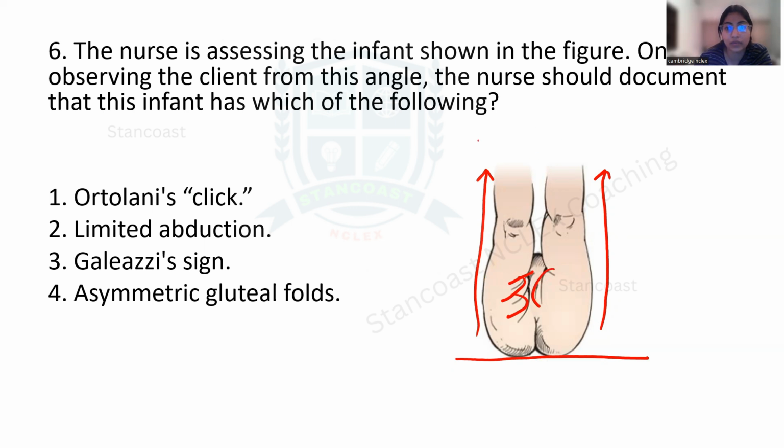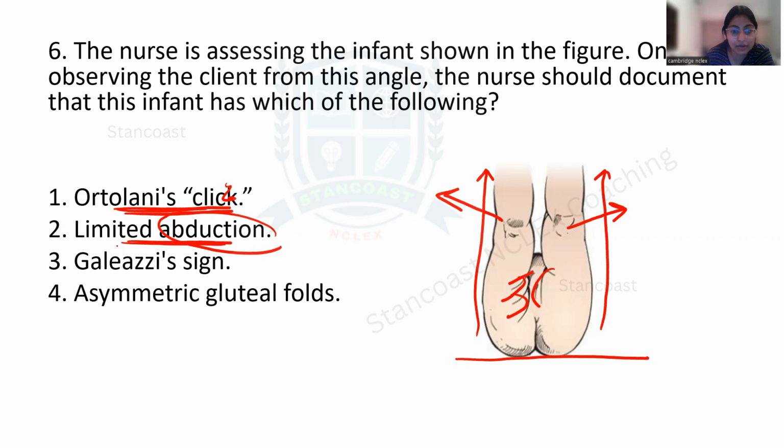So what are we going to document in this infant? First is Ortolani click. Now we know that an Ortolani click will be heard when the knees and hip are flexed and abducted. So this is not the Ortolani click. Limited abduction: we can say that abduction is limited and not proper when we abduct the legs. But here there is no abduction of the legs. Abduction means that we make the legs move far from the center of the body. But there is nothing seen here.